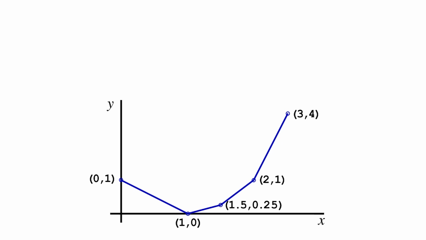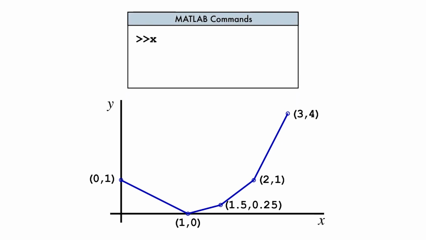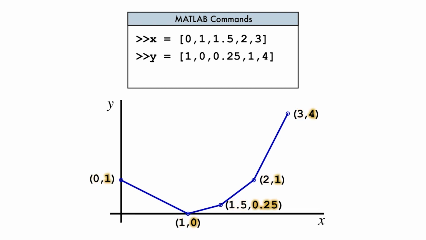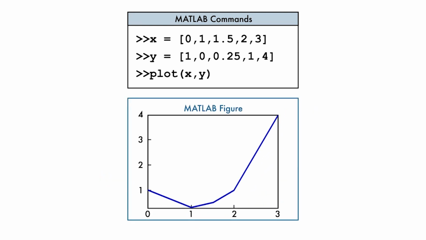To create a graph in MATLAB, first create a vector that contains all the x coordinates. Create another vector that contains all the y coordinates. This command creates a new figure that contains a graph of the points.